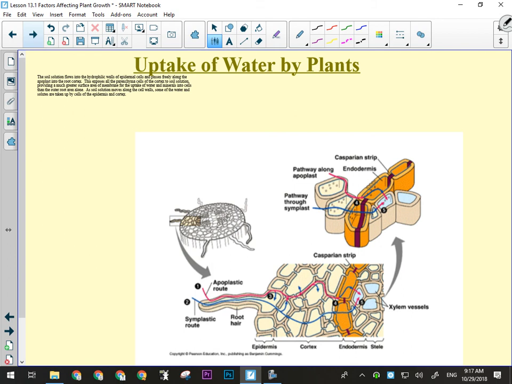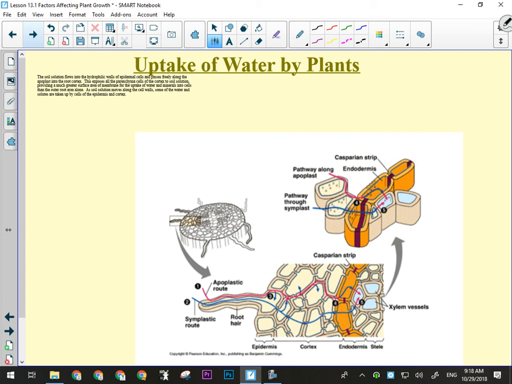Now, this is not something you guys will need to know, but there are two ways a plant can get water through its roots. There's the fast way and the slow way. The first is called the symplastic route, which means the water actually goes through the cell membranes and cell walls before moving into the xylem tubes.